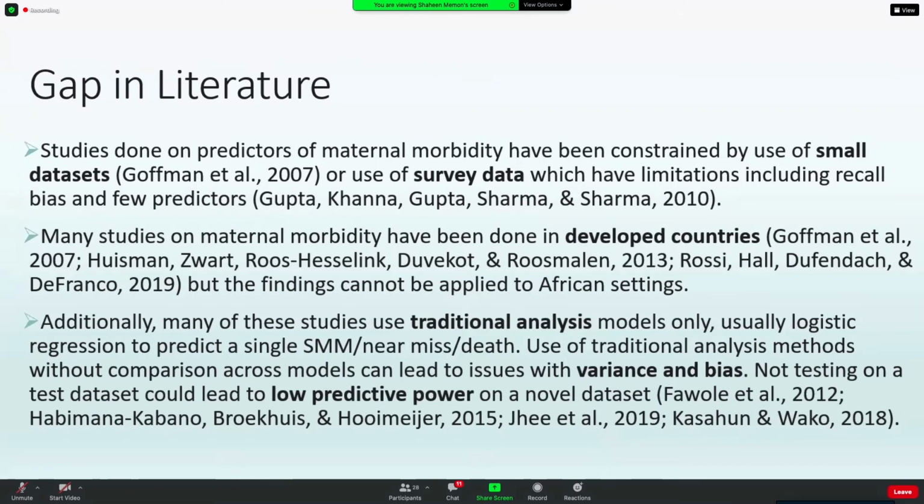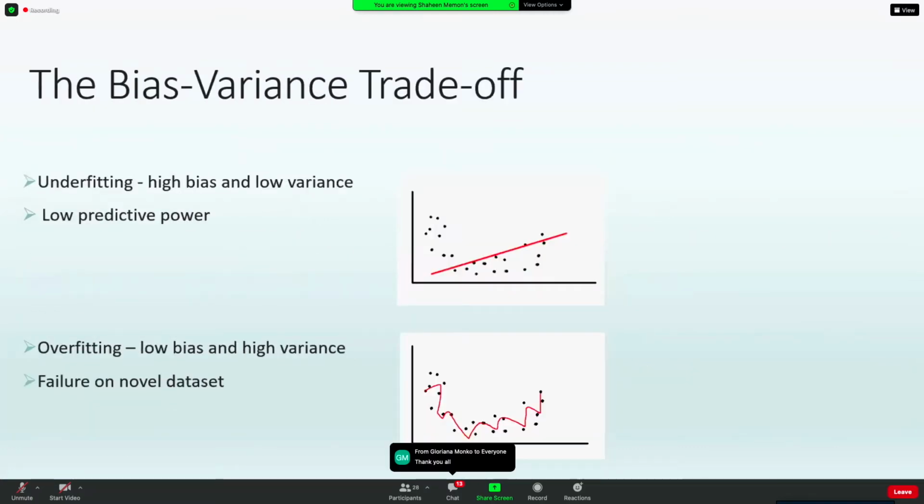Now, the problem with looking at only one analysis model is that you do not look at the variance-bias issue, the trade-off between variance and bias. If you do not look at that, if you do not test your model on a test data set, you could potentially end up with a model that has very low predictive power. You could overfit your model, and your model fails to work on a novel data set, like a newer data set. So I would like to talk briefly about the bias-variance trade-off, because it's quite a focus in the machine learning area.